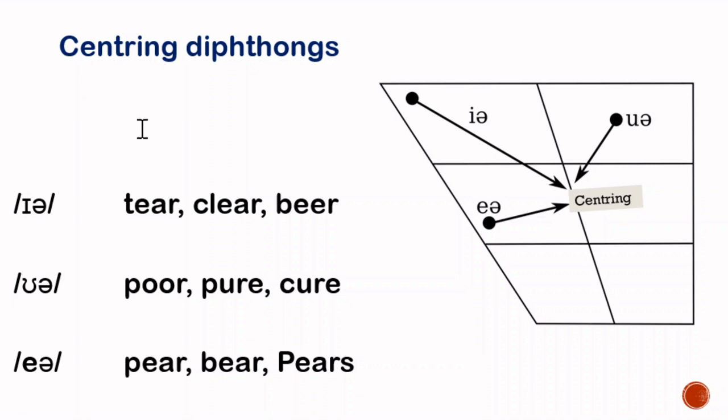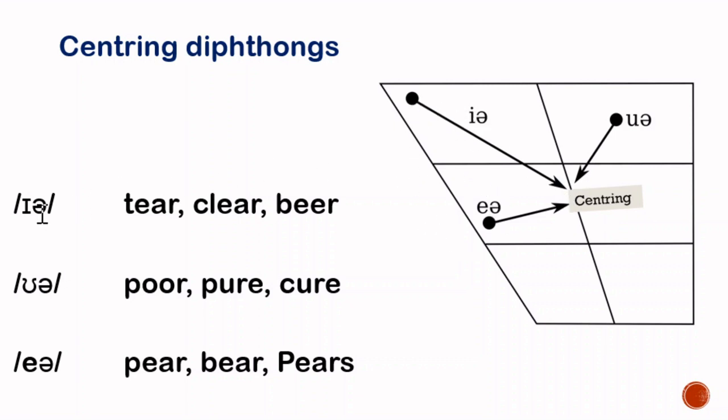Of the 8, 3 are centering diphthongs. It simply means that it moves towards the center. That means the second part is a central vowel. So the articulation occurs somewhere here. The movement is from here, it is open, and here it's mid close position. But that is not the matter. The thing is the second component is a central sound. That is all we need to remember.